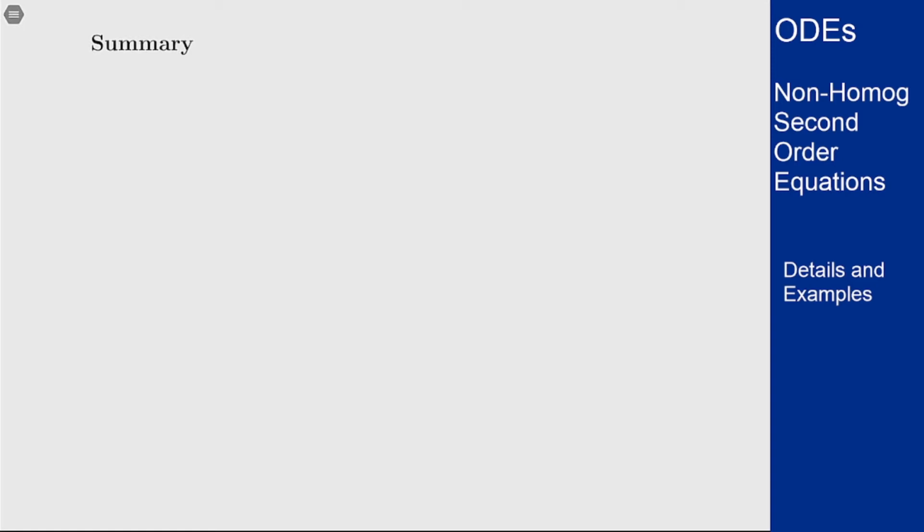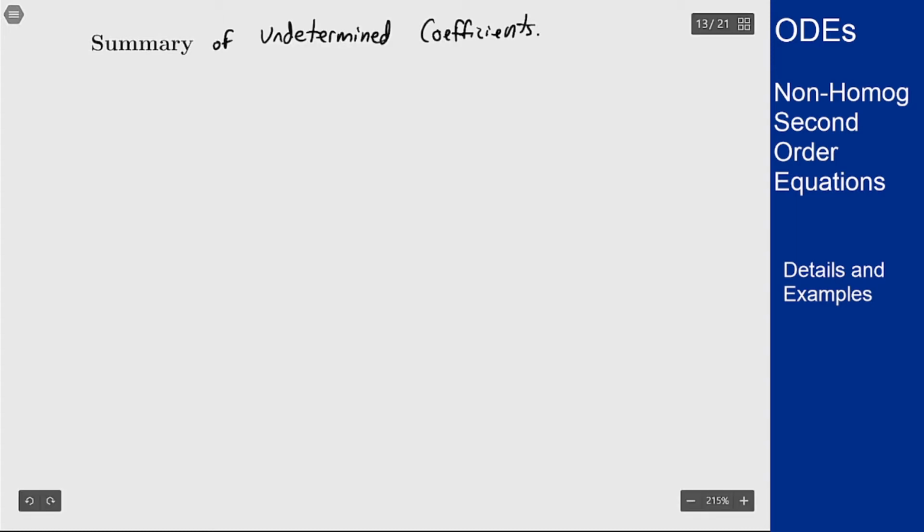In this video, we'll summarize some of the thoughts and decisions we make when trying to solve a non-homogeneous second-order equation by undetermined coefficients. So the idea is we have a non-homogeneous equation of the form y double prime plus by prime plus cy equals some function g of t. There could be an a in front here, it doesn't matter.